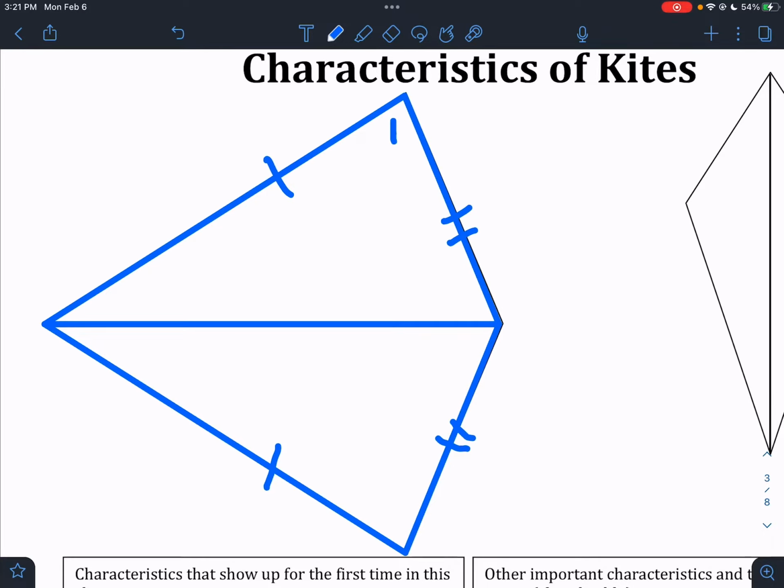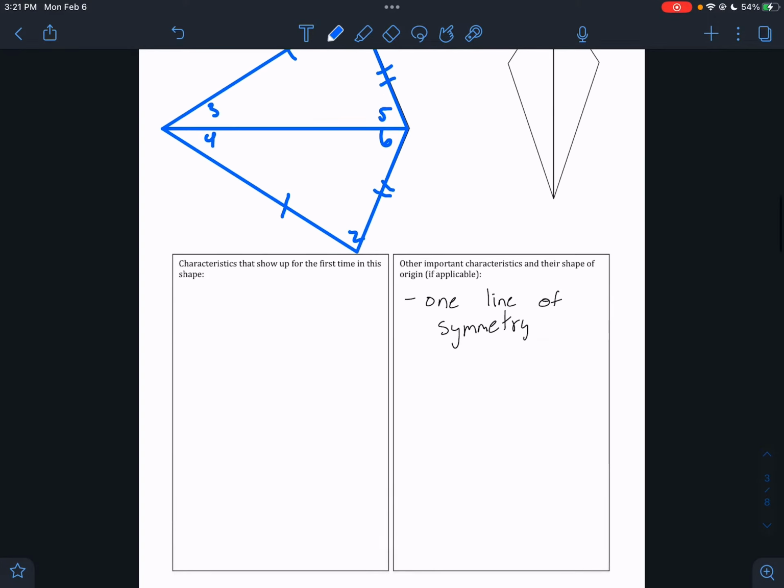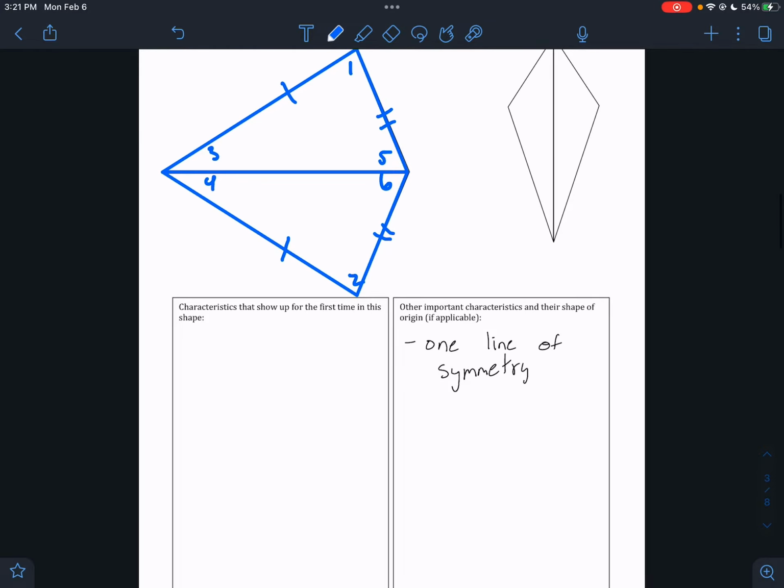If I call this angle 1, it would be equal to angle 2, right? If that's a line of symmetry, those two parts would have to be equal. Angle 3 would have to be equal to 4, and angle 5 would have to be equal to angle 6. So all of those are the result of this line of symmetry, right? We know that 1 and 2 are congruent. We know that 3 and 4 are congruent. We know that 5 and 6 are congruent. Those are all congruent pairs of angles.